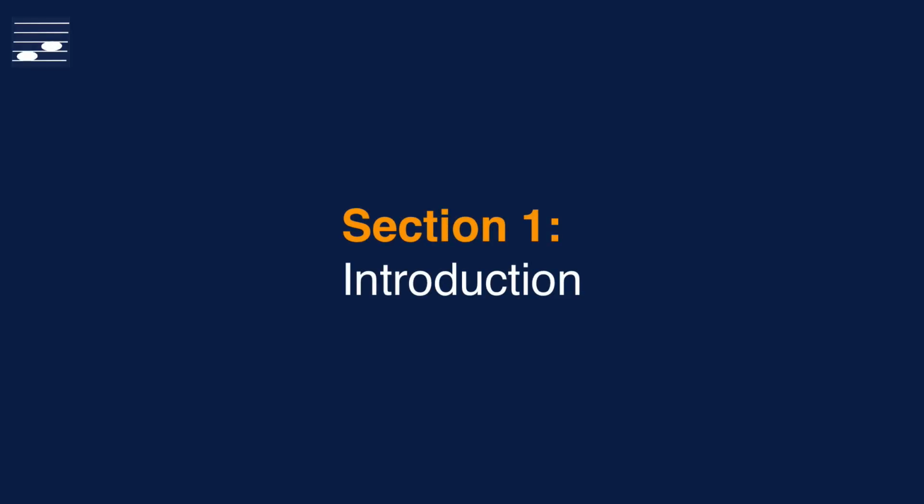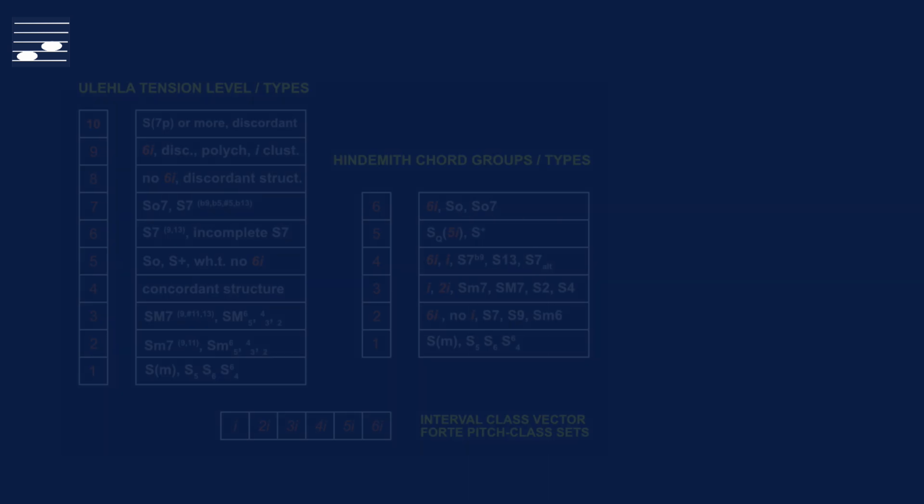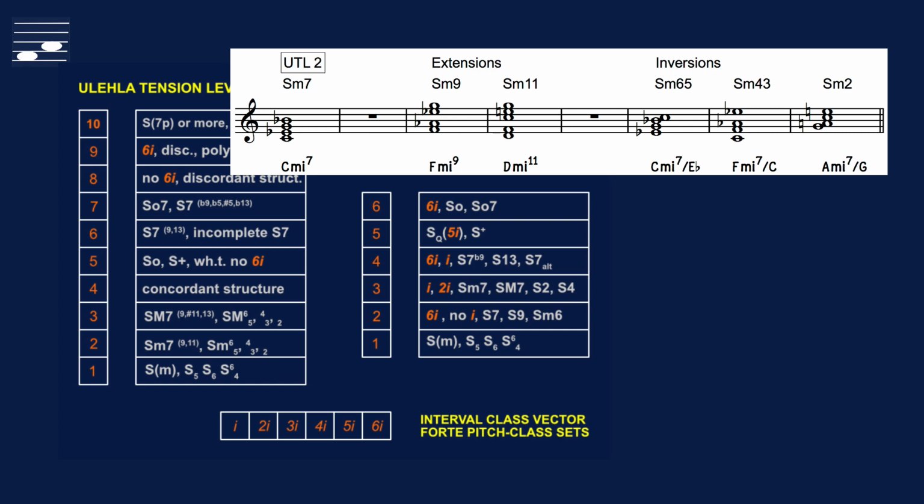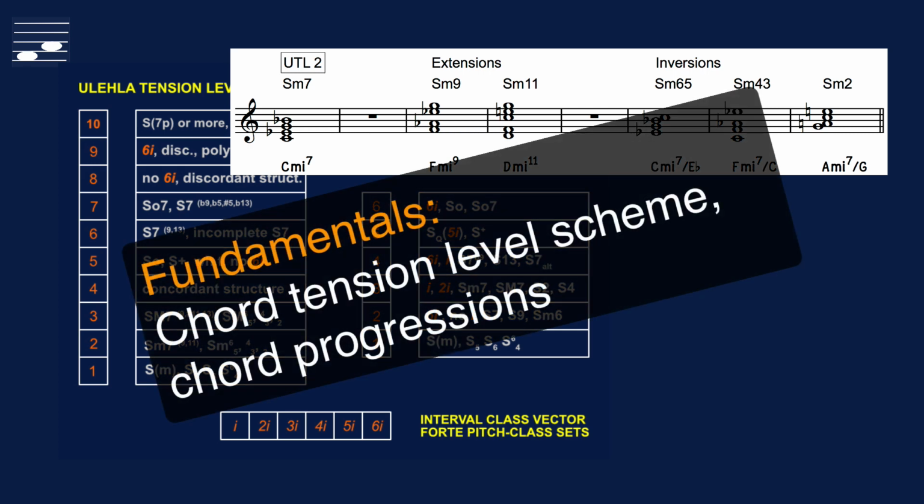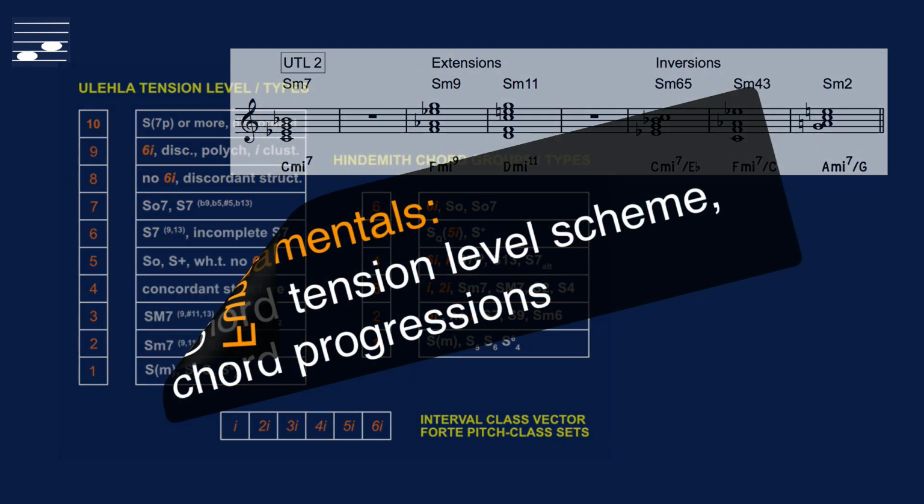Let's introduce the subject of this video tutorial. In order to achieve harmony dissonance control, we'll use a chord tension level scheme and apply this approach in a number of chord progressions and 2 composition examples.